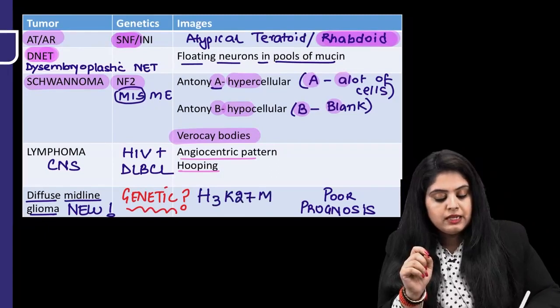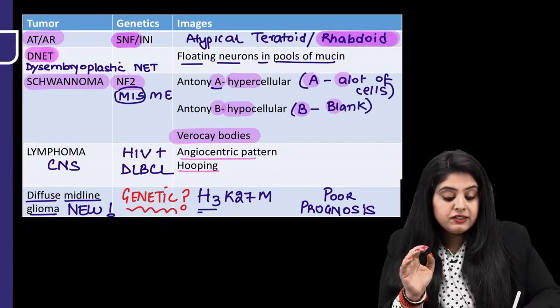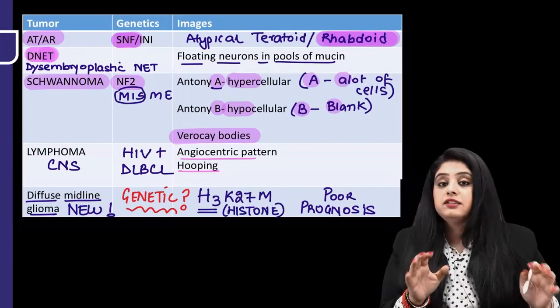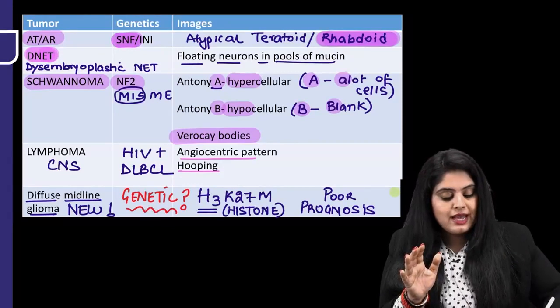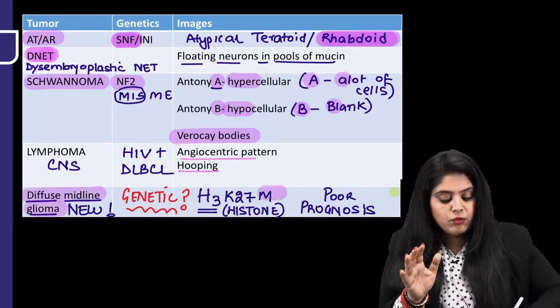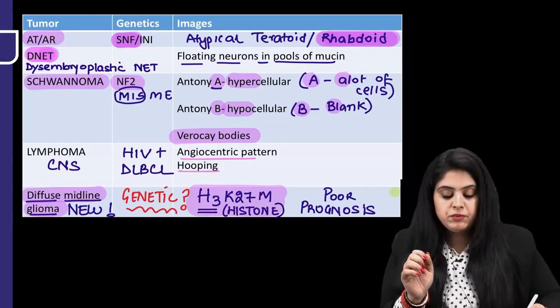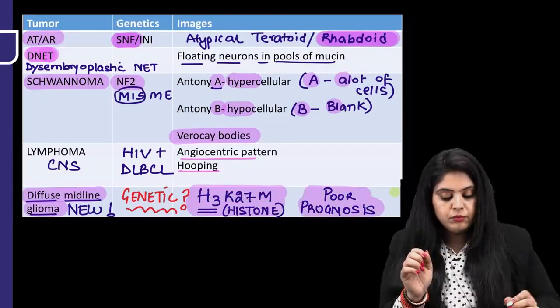H3K27M mutation. If you can't learn the full thing, at least learn H3. H3 means histone. It's a problem in the DNA histone that they've come across. So this is new, every exam student has to know. Diffuse midline glioma shows you H3K27M mutation, and it is going to carry a poor prognosis.